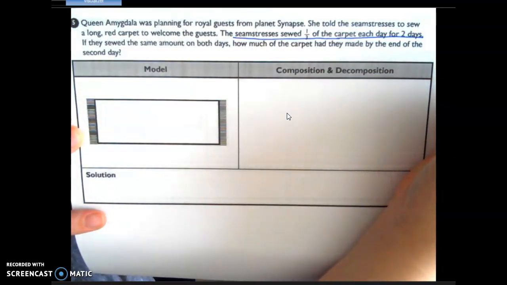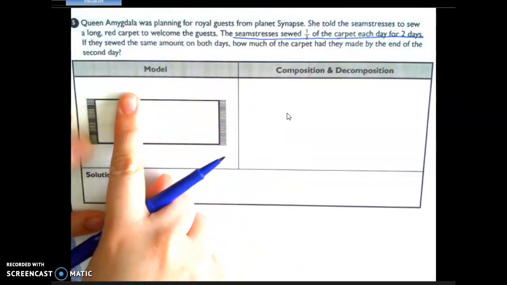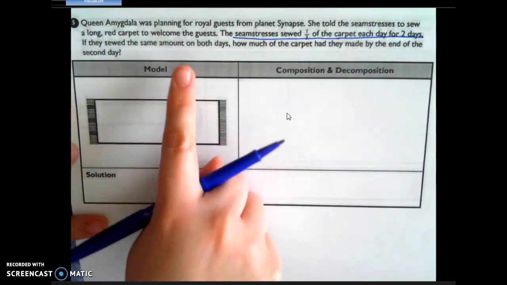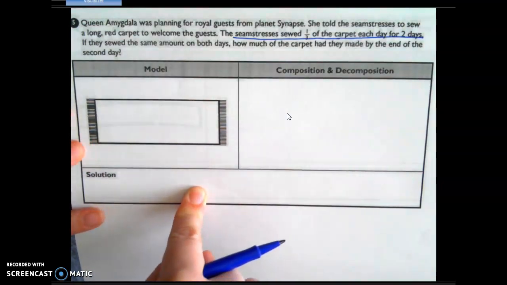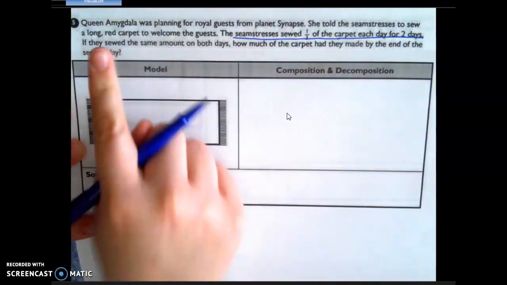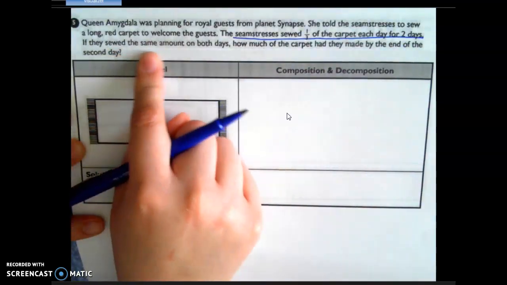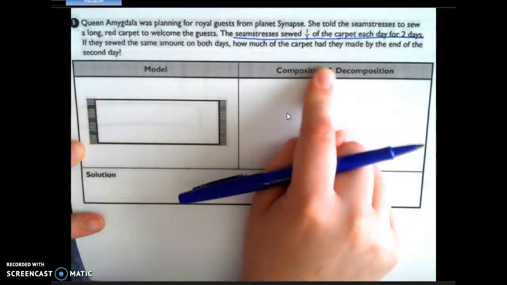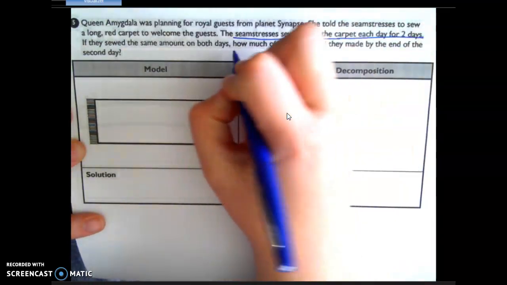Okay, well, the seamstress sewed 1/3 of the carpet each day for 2 days. So what you're going to do here is break up this carpet and represent how much was sewn each day for the 2 days. And then if they've sewn the same amount on both days, how much carpet had they made by the end of the second day?